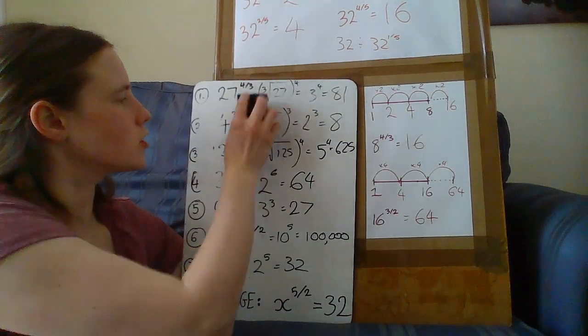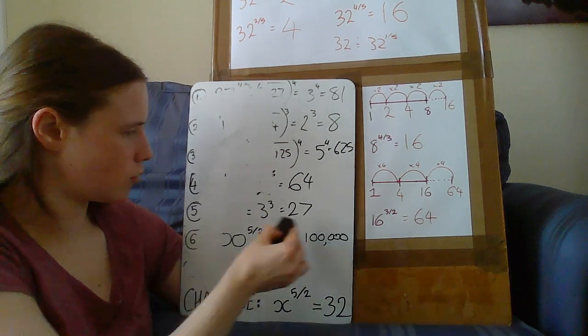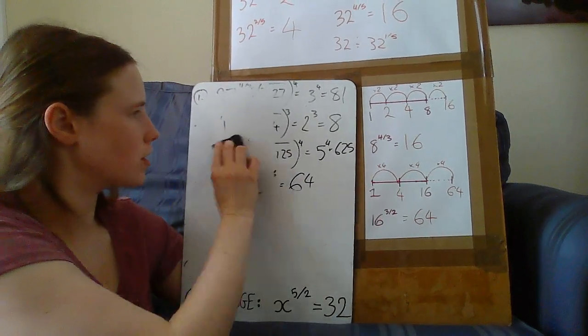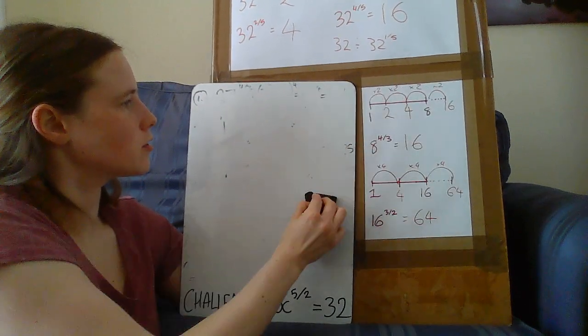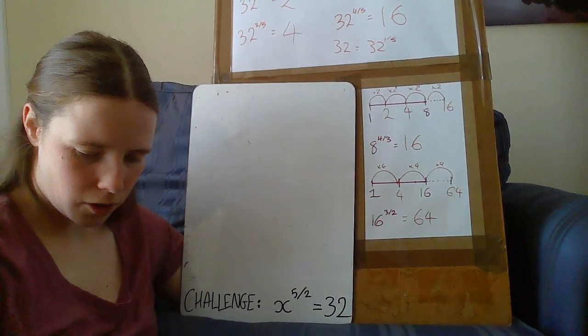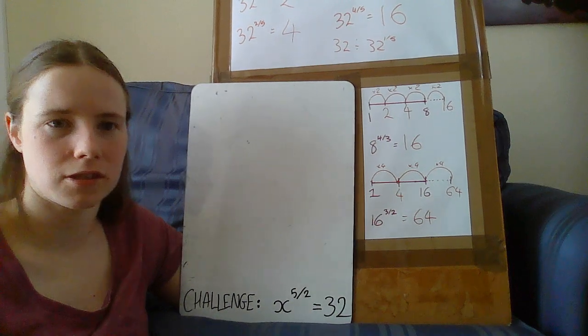Right, I'm now going to do the challenge so that I can talk through that one. This is really beyond GCSE. It's just a nice little way of thinking about this question so we can really check we've understood the ideas. So for this question, we've got x to the power of 5 halves has to come out as 32.